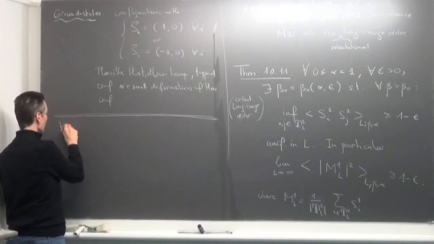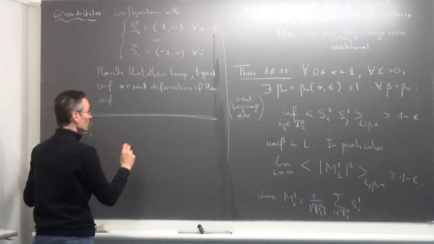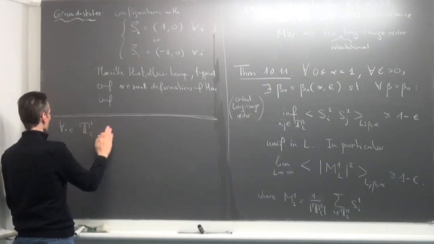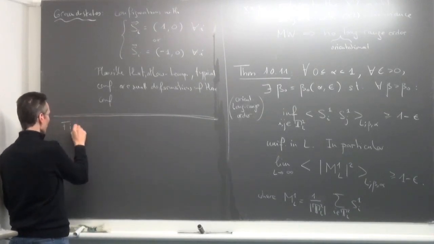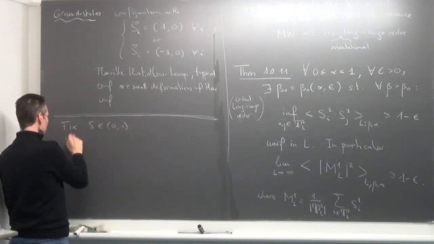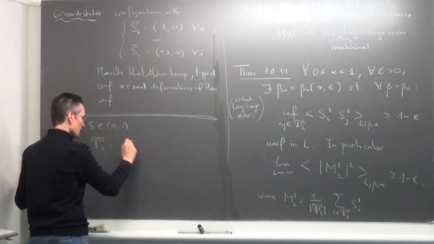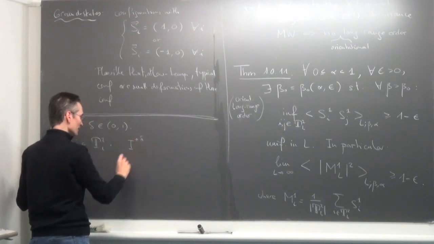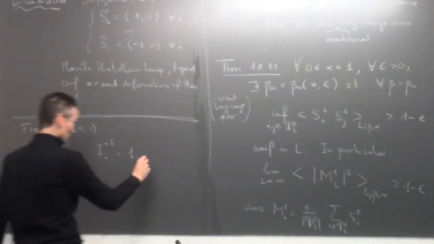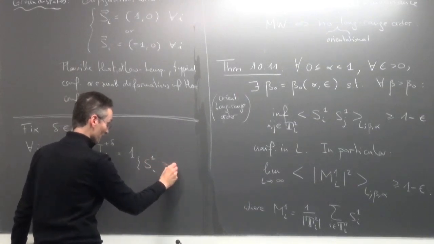So for any i in the torus, let's introduce the following indicator functions. Let me start: fix delta between 0 and 1. And now for any i in the torus, let me define I plus delta of i. This is the indicator that the spin at i has a first component which is larger than delta.